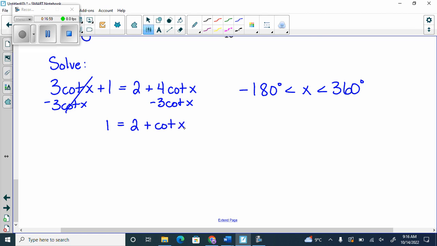And then what am I going to do? Yeah, subtract. Now I have cotan x equals -1. You try and solve. Where's cotan or tan equal to 1s or -1s at?